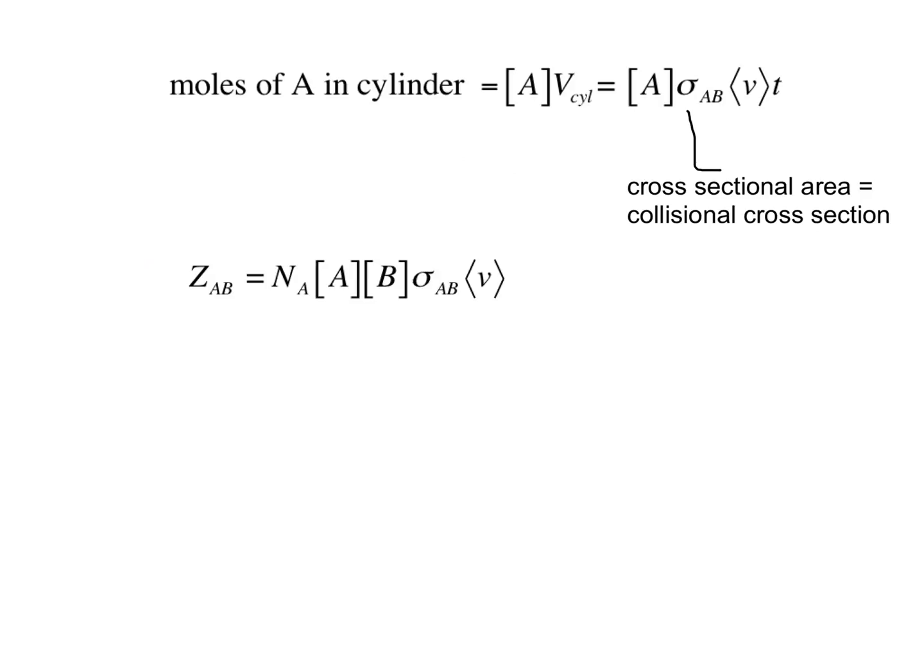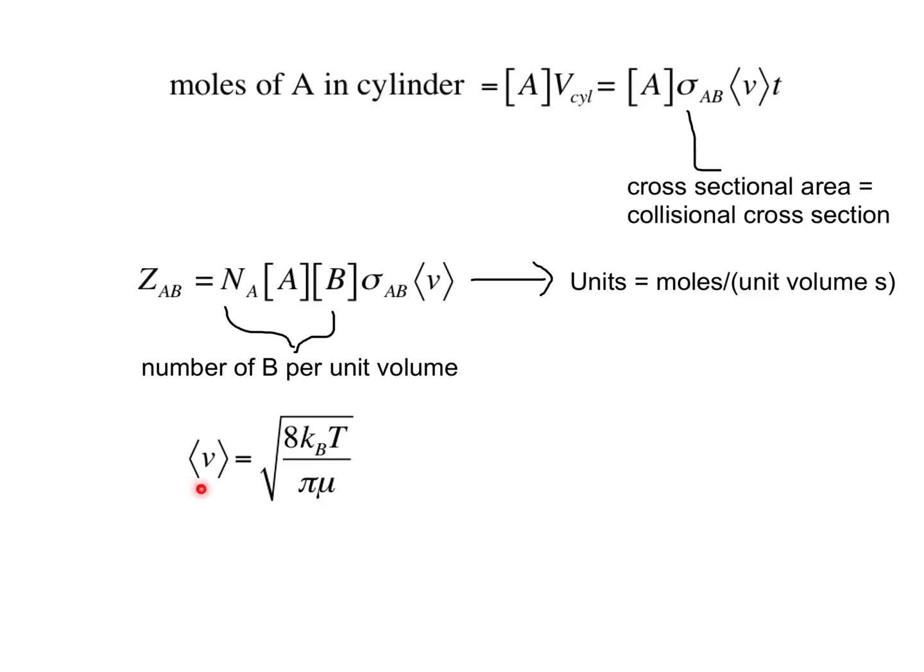If we want the number of collisions of all B molecules with all A molecules in the gas, we'll need to multiply this by the number of B molecules in the gas. The number of B molecules per unit volume is Avogadro's number times the concentration of B. Since we're interested in the rate of collisions, or the number of collisions per unit time, if we divide by time, then we finally get our collision density. Notice that this collision density has units of moles per unit volume per second.